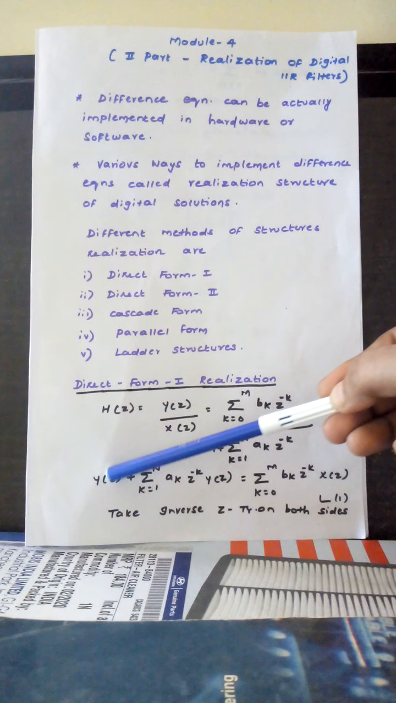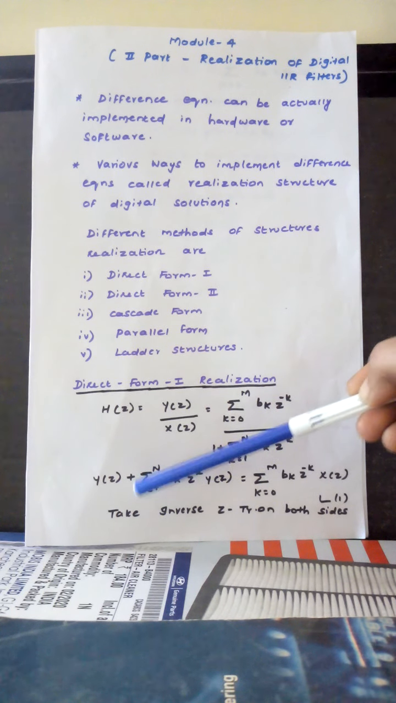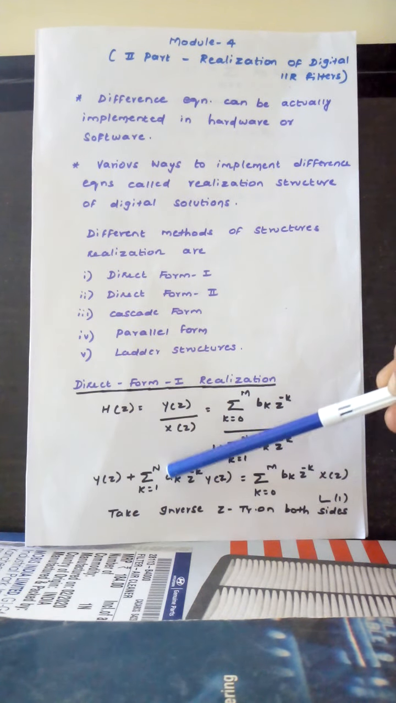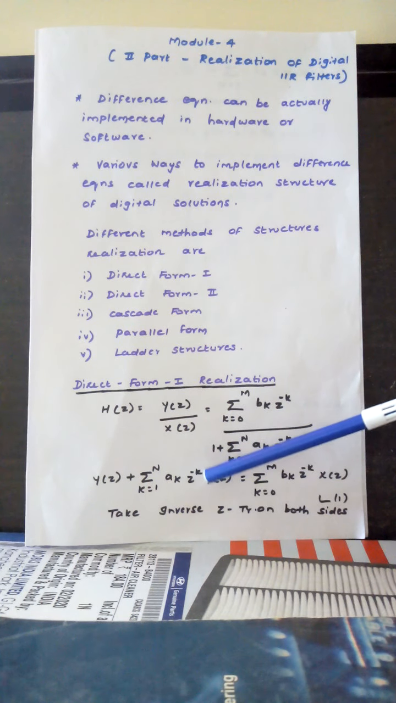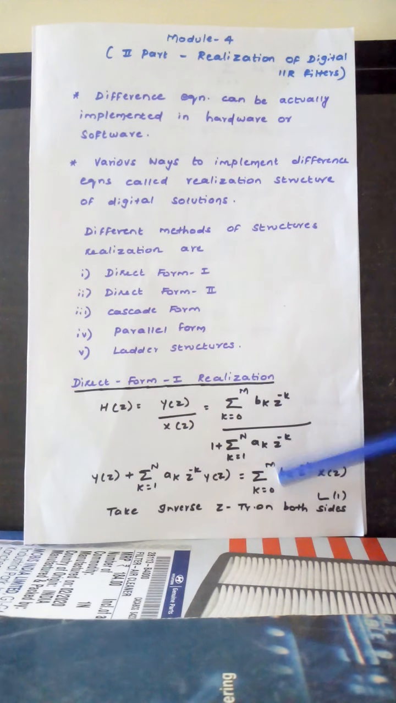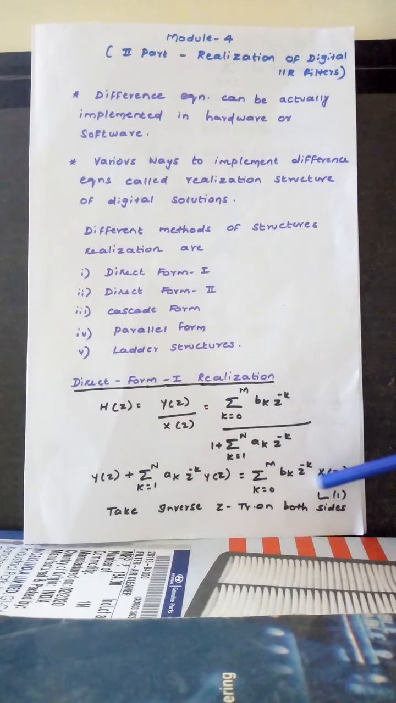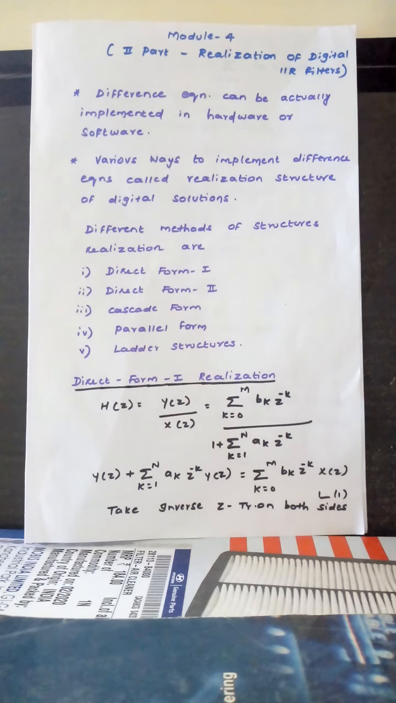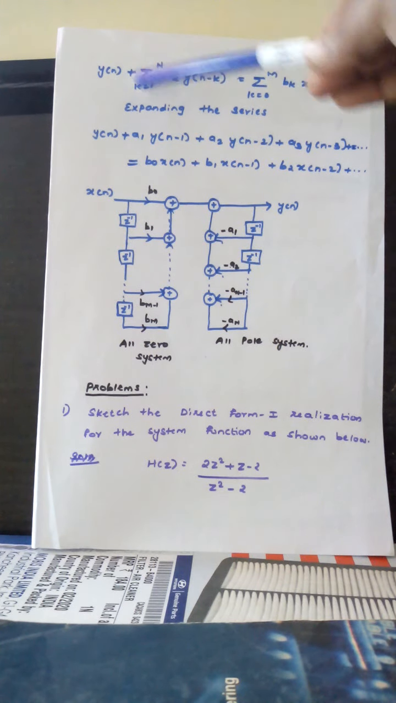Y of z becomes y of n. Similarly, this becomes summation k equal to 1 to N, the constant ak stays as it is, and z to the power of minus k into Y of z we can write as y of n minus k. Similarly here, summation k equal to 0 to M, bk stays as it is, and z to the power of minus k into X of z we can write as x of n minus k. So by taking the inverse Z transform, we get this equation.